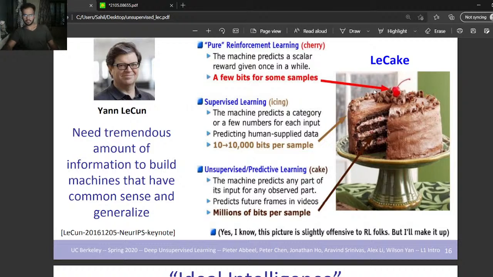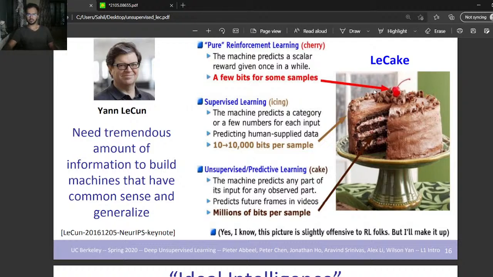But in unsupervised or predictive learning, Yann mentions that the output we expect from the model is proportional to the entire cake itself, because as we don't have any human-based labels that restrict us in training our models, we literally have the entire data that we can expect as an output from these models in order to train them better.